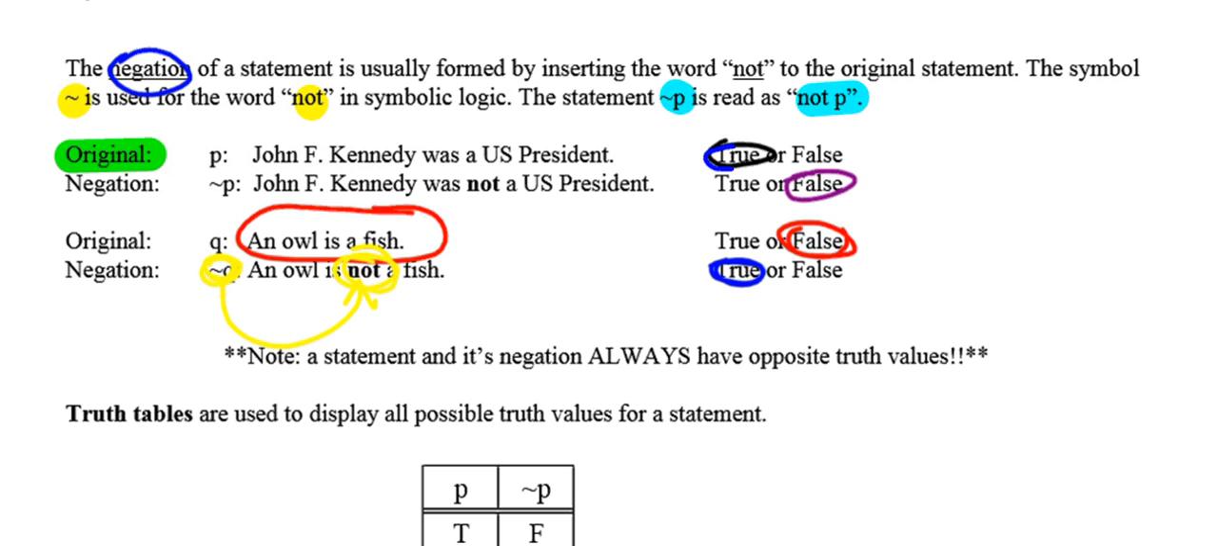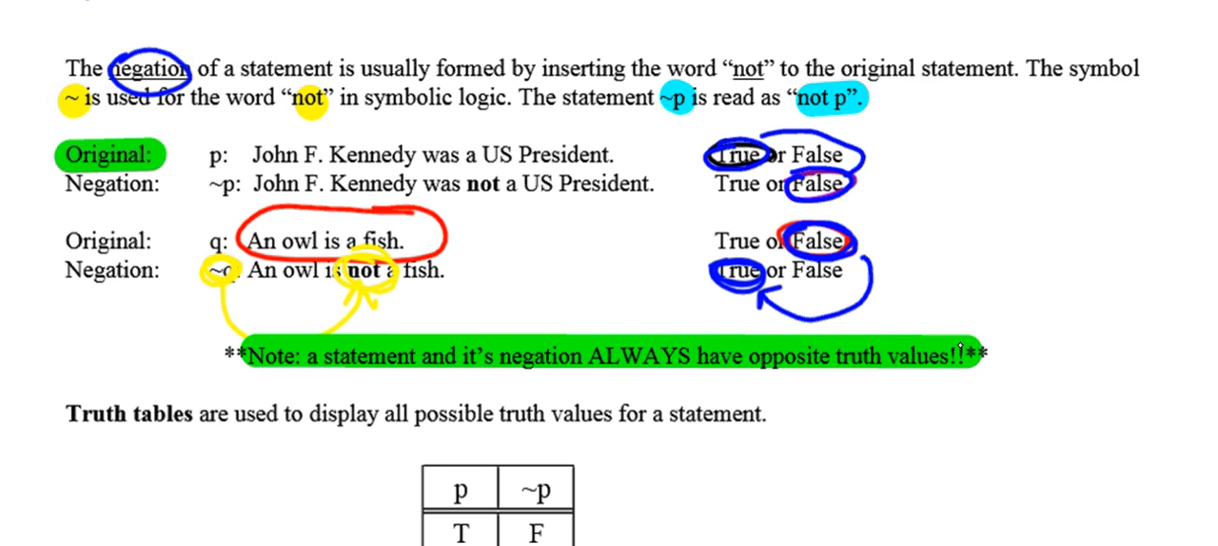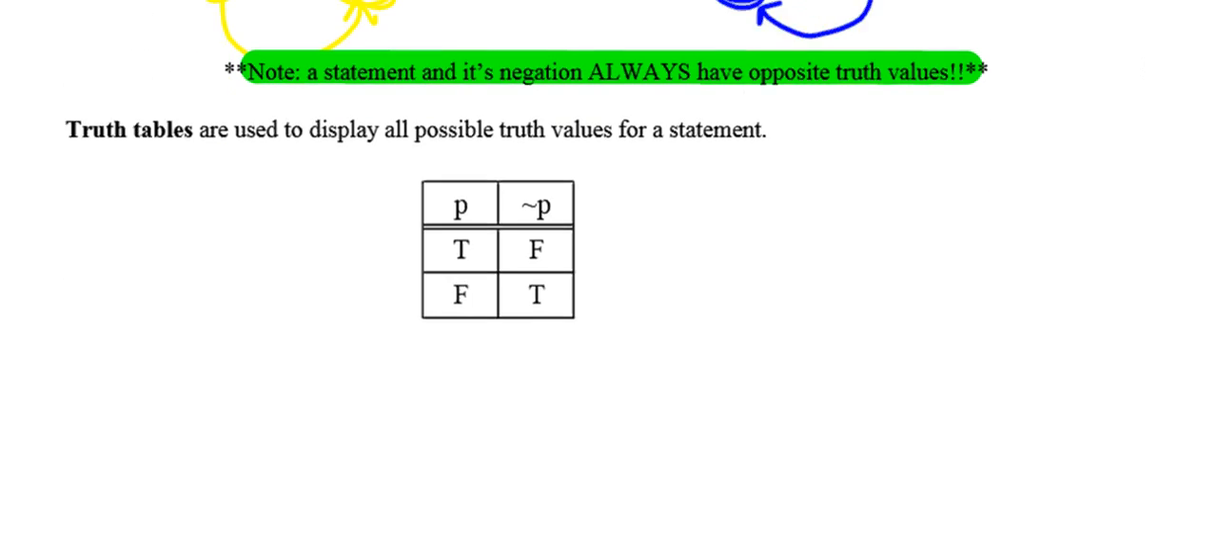Notice that when the statement is true, the negation is exactly the opposite, false. When the statement itself is false, its negation is once again exactly the opposite, true. So an important or big key idea here is that a statement and its negation will always have opposite truth values. A truth table is just a way that we can conveniently display all possible truth values for a particular statement. So this is how you're going to read truth tables.